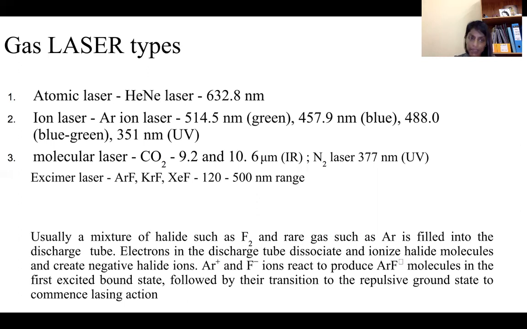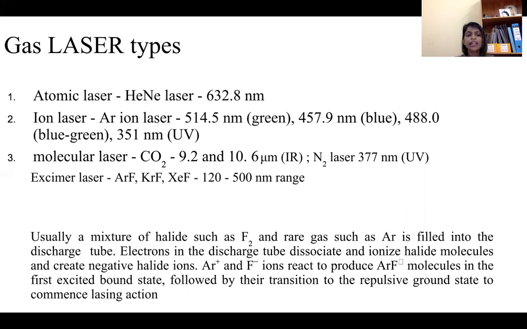And then we have the same thing under the molecular laser. The excimer laser is also coming out. It actually has sort of a chemical reaction happening inside. In the excimer laser, like argon fluoride, krypton fluoride, xenon fluoride, they produce light somewhere in the UV range. Usually these types of lasers, like excimer lasers, have a mixture of a halide such as fluorine and a rare gas like argon. It's a gas mixture.